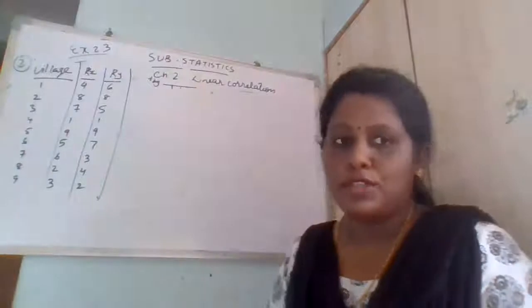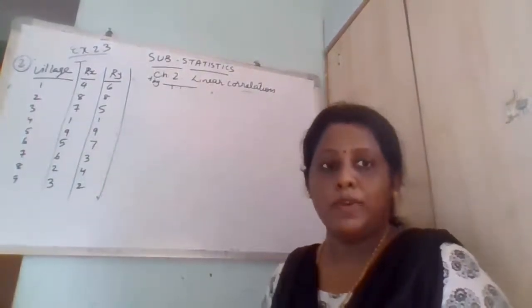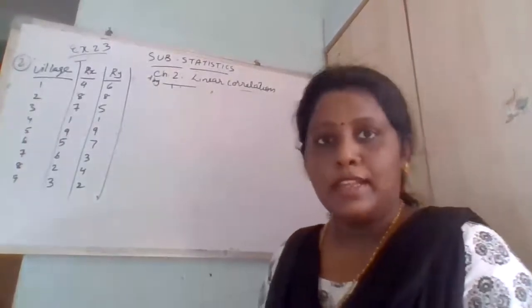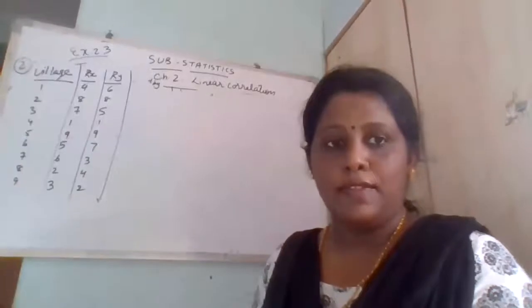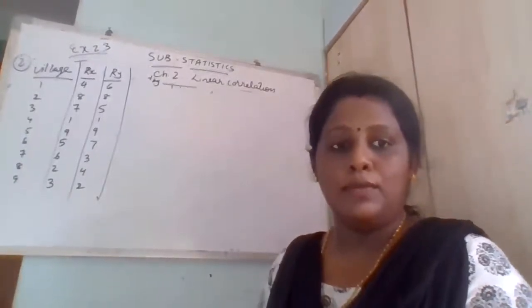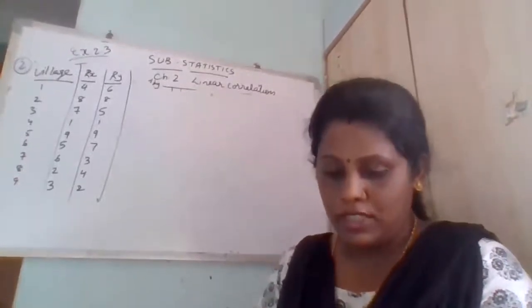So this is our question. Village is given 1 to 9 and Rx is given 4, 8, 7, 1, 9, 5, 6, 2 and 3. Then Ry, the third column, is 6, 8, 5, 1, 9, 7, 3, 4 and 2. So these are the three columns given in the question. Now we will do the solution.